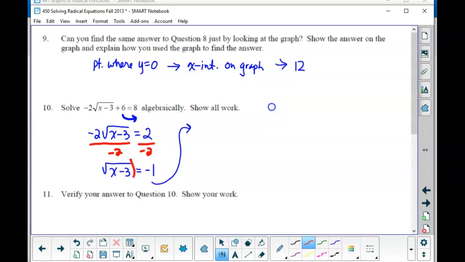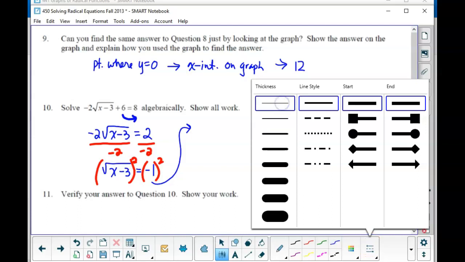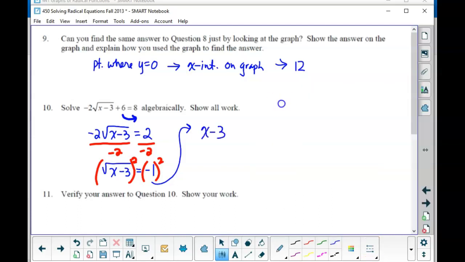Square both sides. And that gives me x minus 3 equals 1. So x equals 4. Okay, when you go to verify this, you'll notice it doesn't work.